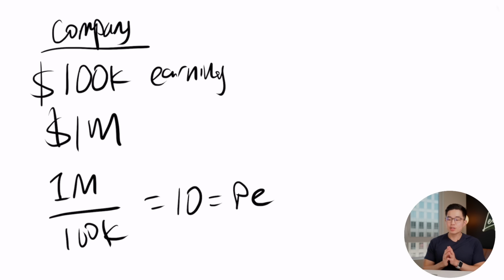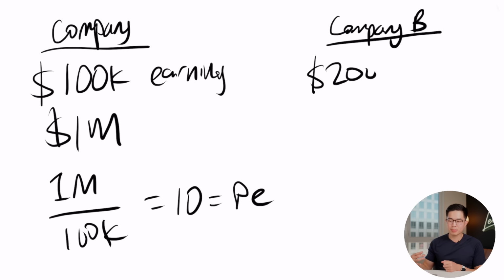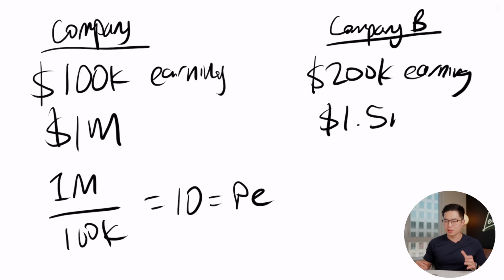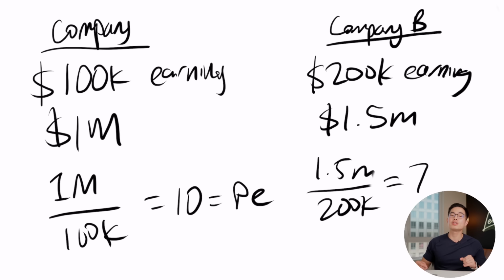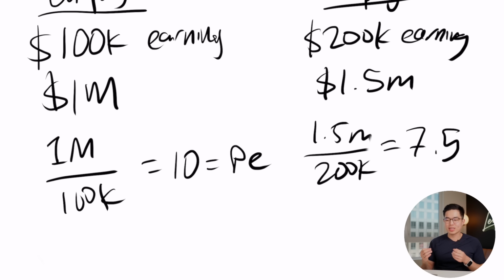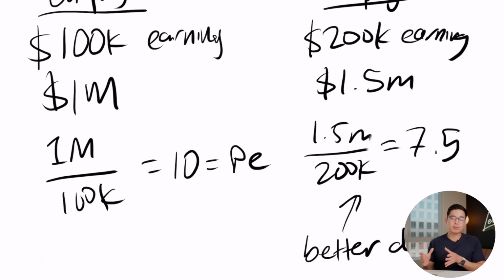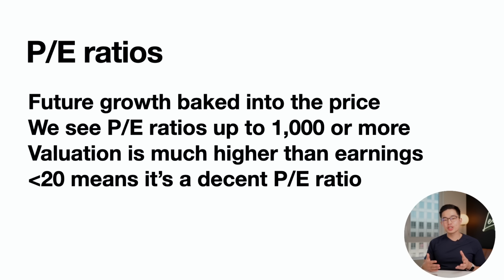What this does is it allows you to compare this company with other companies based on the price and how much money the business is earning. So let's say you have another company that hits $200,000 in earnings and sells for $1.5 million. If you take 1.5 million divided by 200K, that gives you a PE ratio of 7.5. So for these two companies, even though one of them did more earnings, you can see that the PE ratio for that one is smaller, which means that technically, based on the PE ratio, that 200K earning company is the better deal.